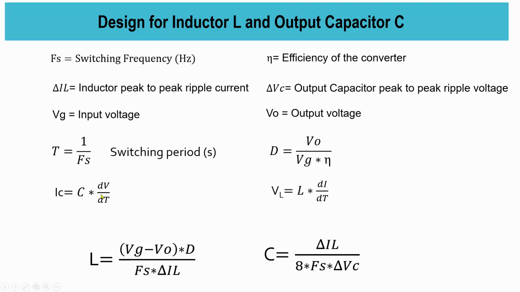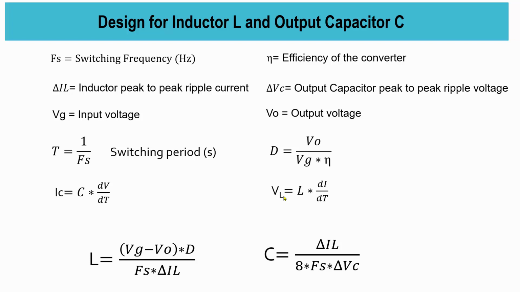There are two most important equations in the power converter. The first one is IC, the amount of current charging into the capacitor, equal to C times dV divided by dt. For VL, the voltage across the inductor, it is L times dI divided by dt.